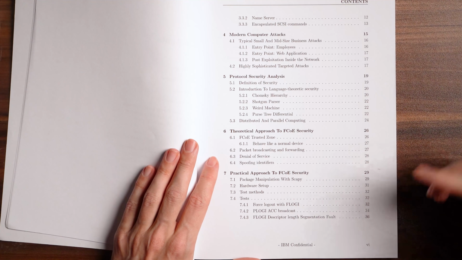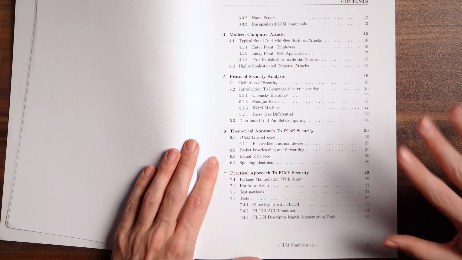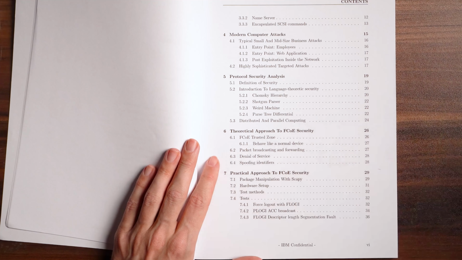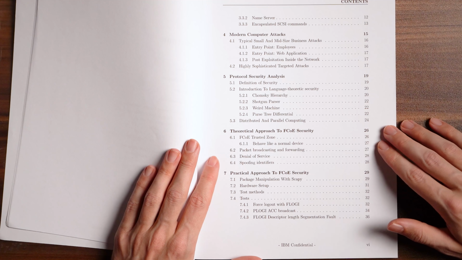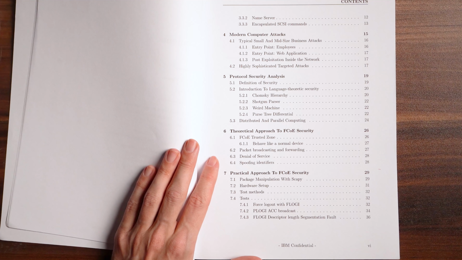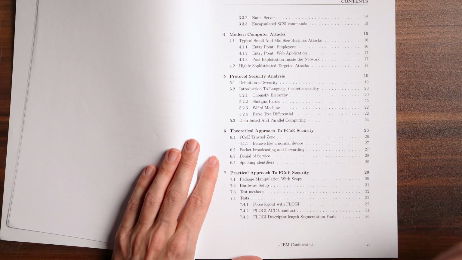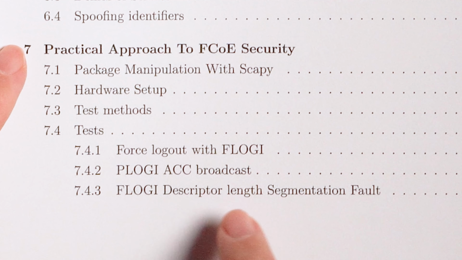And then I have two big sections that actually go into the security of FCoE. First, I have a little bit of a theoretical approach, talking about how FCoE is kind of a trusted zone and should never actually overlap with anything that is non-trusting. Some kind of denial of service, and that you could just spoof identifiers. You can compare that to spoofing IP addresses, basically. And then I have some practical approaches where I try to find some malicious stuff. And all the way down at the bottom, you can see FLOGI descriptor length segmentation fault. This was my crash in a Cisco switch. To this day, I'm super proud of it.